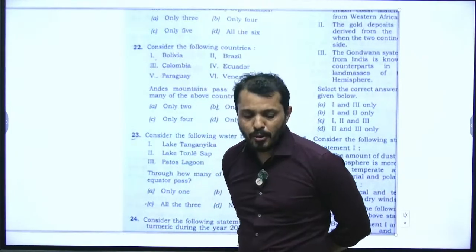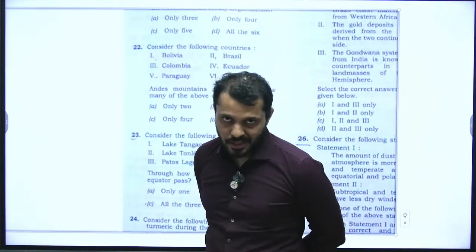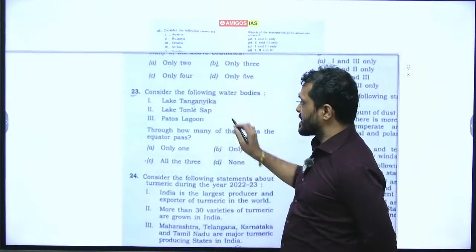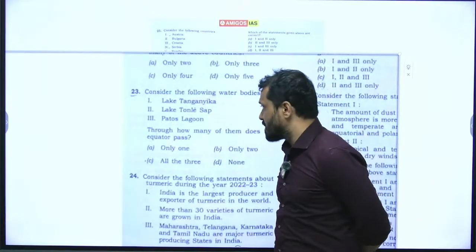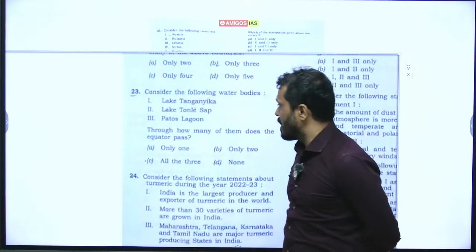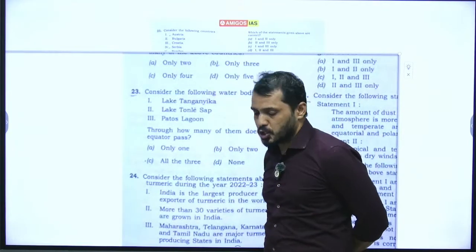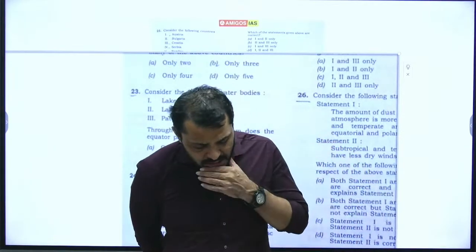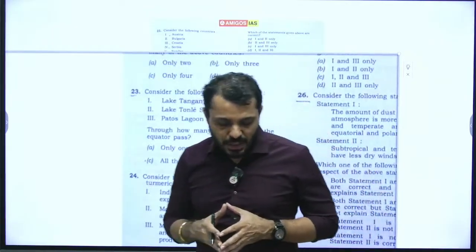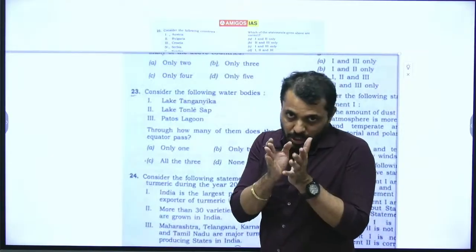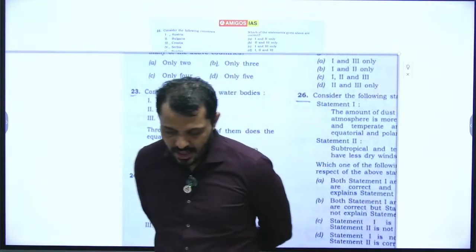Next, 23. This is about the given lakes and water bodies, and they're asking through which water body the equator passes. This is a map based question. Consider the following water bodies: Lake Tanganyika, Lake Tonle Sap and Patos Lagoon. Through how many of them does the equator pass? Out of these 3, the first 2 are either north or south of the equator. Only one of them has the equator passing through it, so the answer is 1.